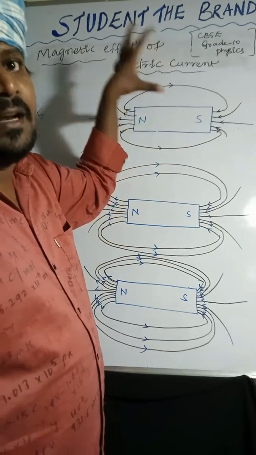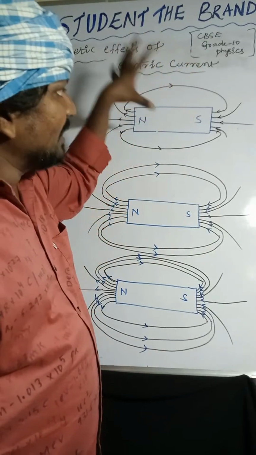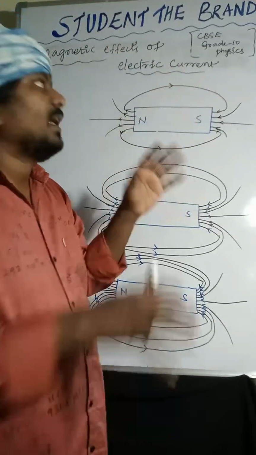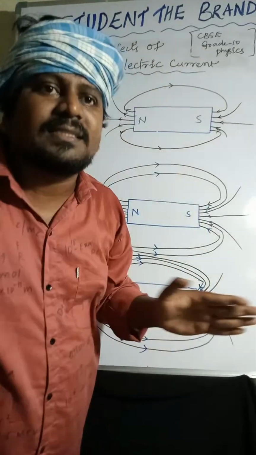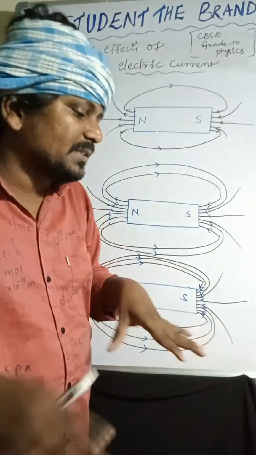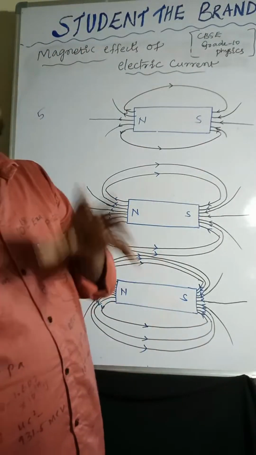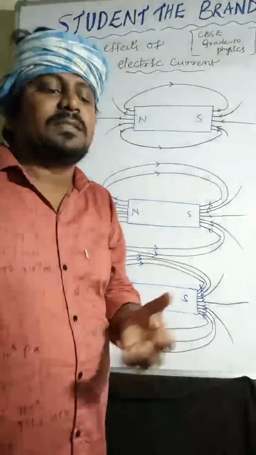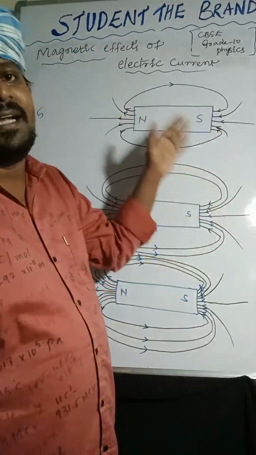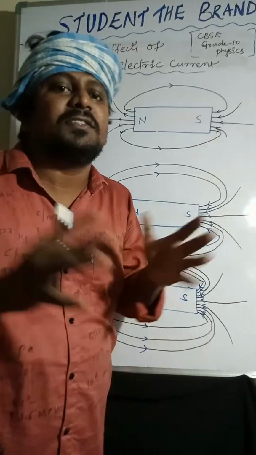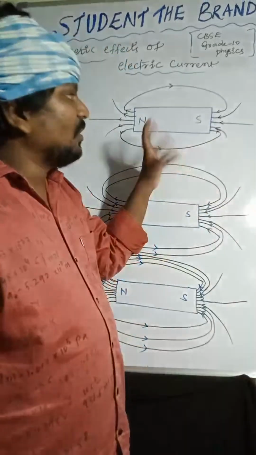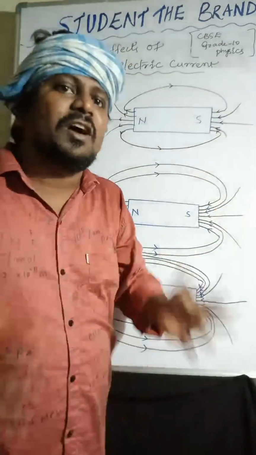These field lines are closed loops. These field lines never intersect. If these field lines intersect, what happens? The compass should show two directions at a time, which is not possible.